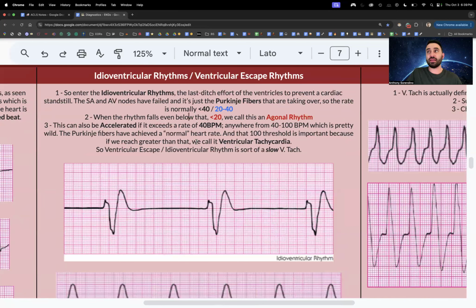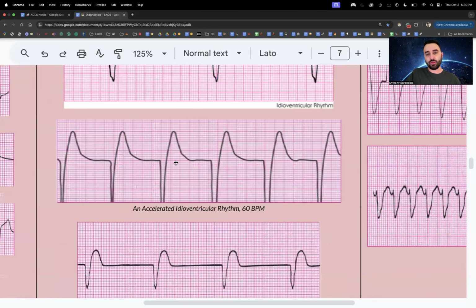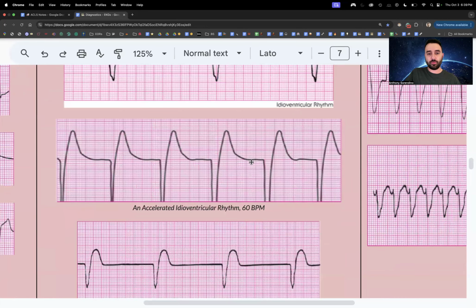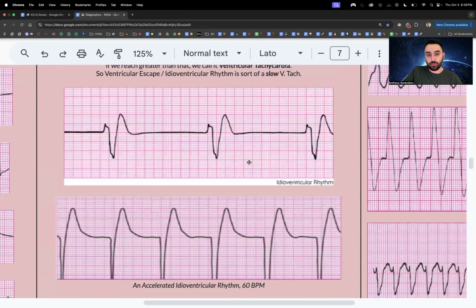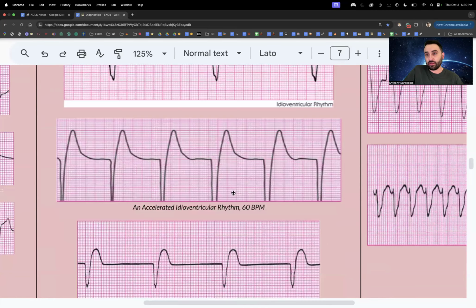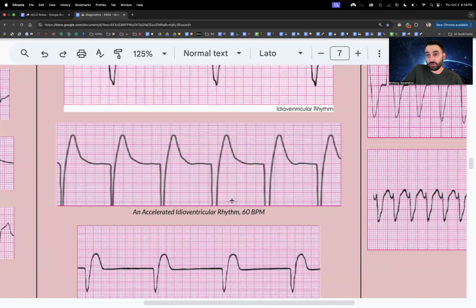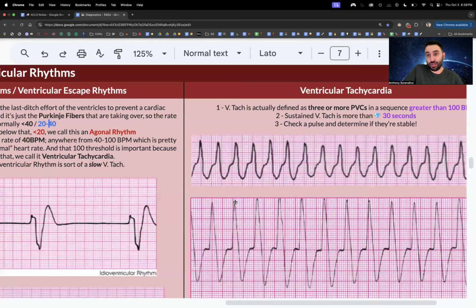And this is basically the SA node's gone, the AV node's gone. It's like the heart's last ditch effort, which is going to be between 20 and 40, like the Purkinje fibers are taking over at this point. So that's what you'll see here, just ventricular beats. It's regular though, right? These are all the same. The Purkinje fibers are doing their job, but it's really interesting.